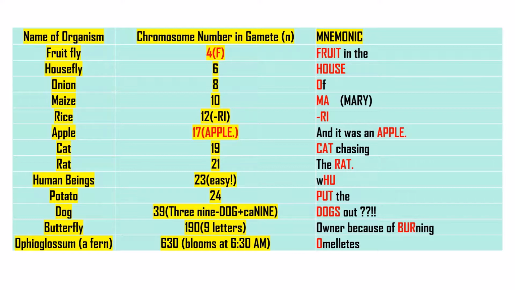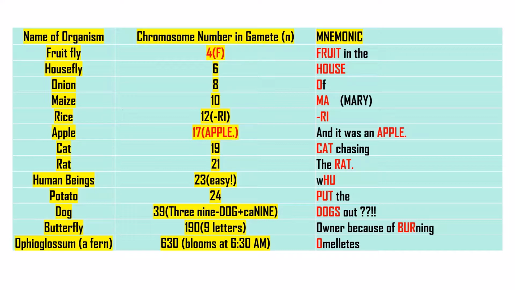Then there is a weird number, that is 17, and that is apple. Now 17 is the odd one out here because the sentence stops at apple. Then we start from 19, then 21 up to 23. So from 17 we have increased by 2, then again 2 up to 23, and now 23 is the easiest chromosome number because that is the haploid number of human beings.